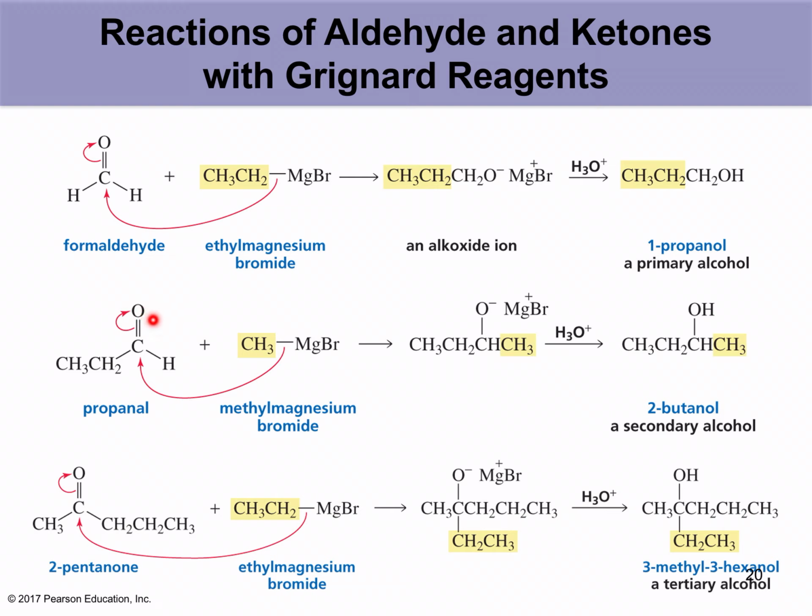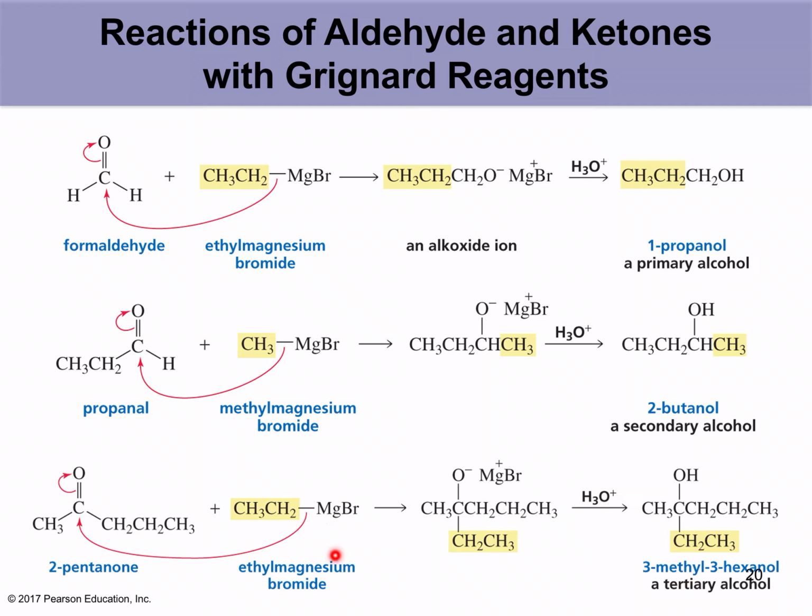Okay, same mechanism. And then 2-pentanone, this is a ketone. You add ethyl magnesium bromide. This ethyl group adds on to the carbonyl carbon, and this would become OH. After you add hydronium ion, an acidic medium, it becomes a tertiary alcohol.